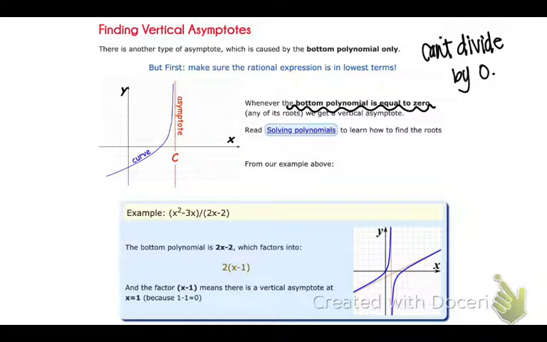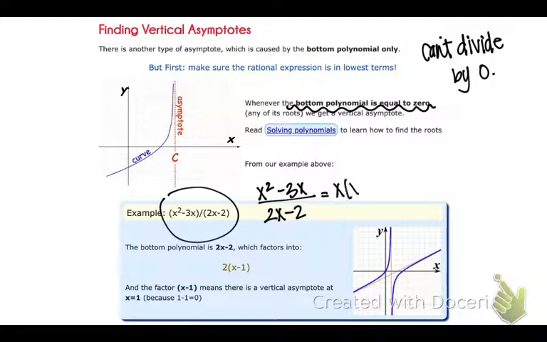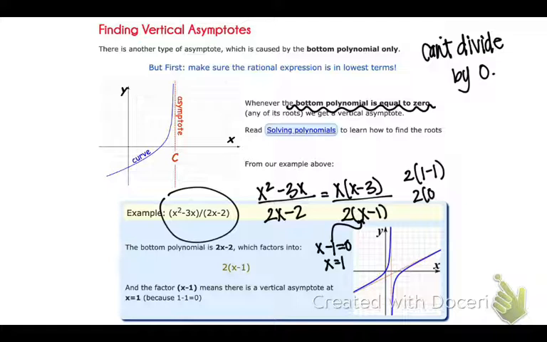Okay, so this is when you cannot divide by 0. If we look at this down here, we have (x squared minus 3x) over (2x minus 2). If I factor that, I get x times (x minus 3) over 2 times (x minus 1). The 2 is not going to equal 0, but here I can get a 0 at x equals 1, because if I plugged 1 in there, that would be 2 times (1 minus 1), which is 0. So we would end up dividing by 0, which you can't do. So that's where we get our vertical asymptote.